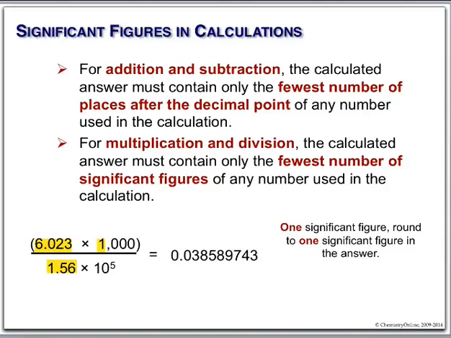Our calculator just spit out this answer. Quickly, round this to one significant figure. Well, 0.038 blah, blah, blah is going to round to 0.04. One significant figure, because that's what we had up here.